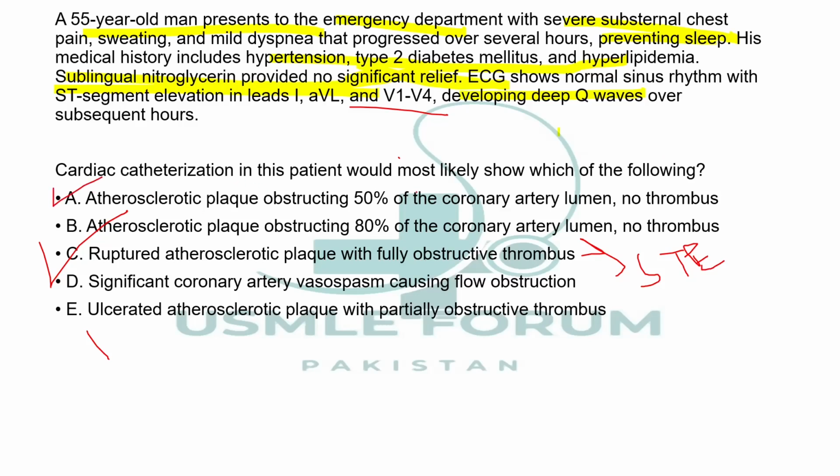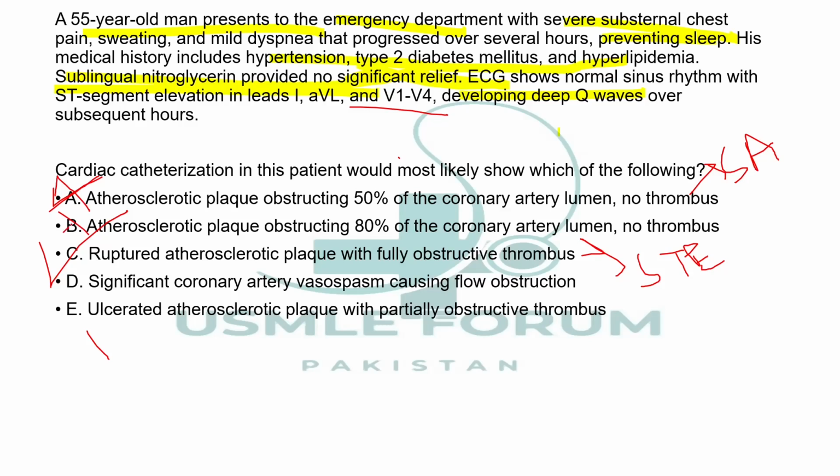A 50% obstruction is stable angina, no thrombus. They are specifying that there is no thrombus. So this will not show any ECG changes. This is stable angina, episodic pain. The 80% option is the wrong answer.